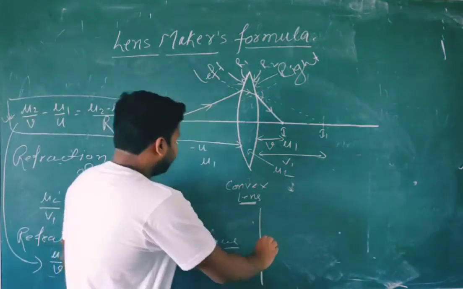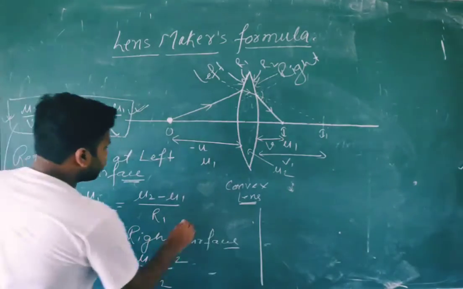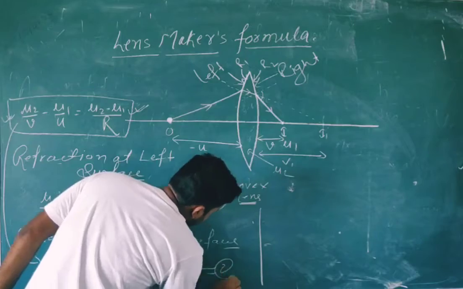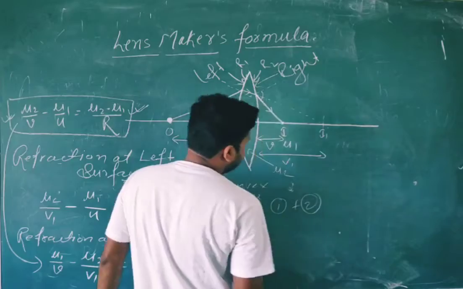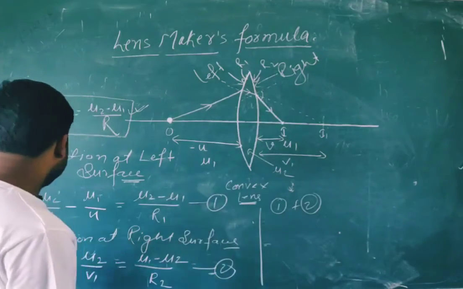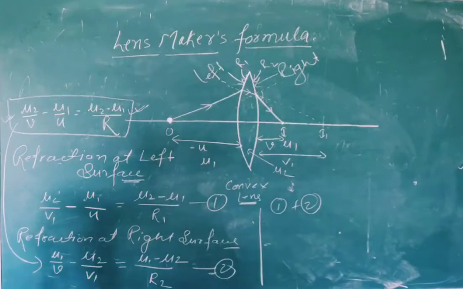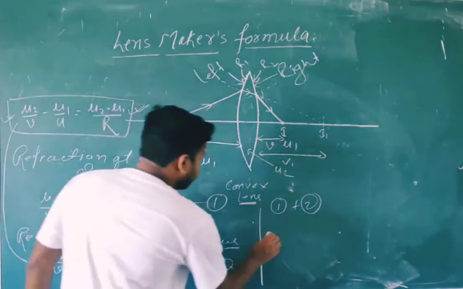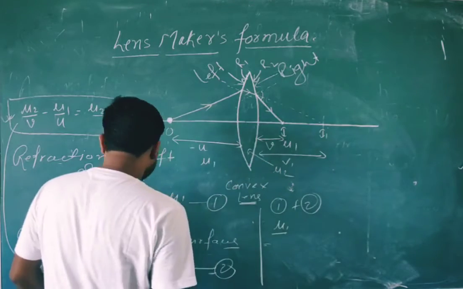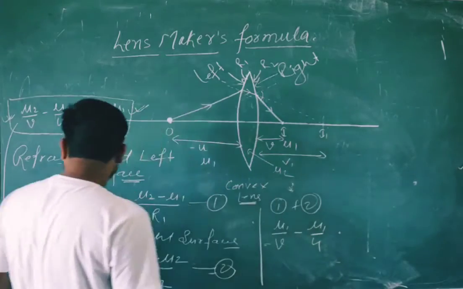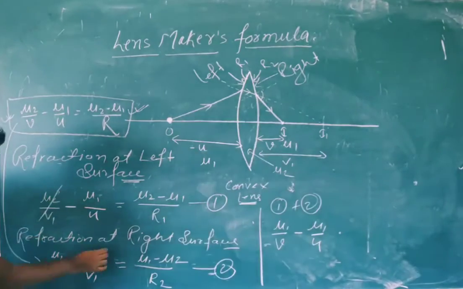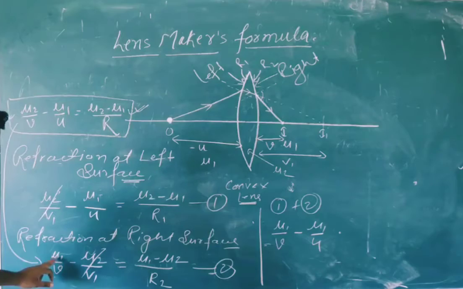Okay students, now this one is the first equation, this one is the second equation. Simply add the first and second equations. What will you get? This one cancels out, this one cancels out. What you will get is mu1 divided by V minus mu1 divided by U.